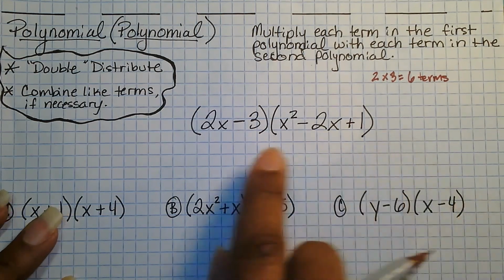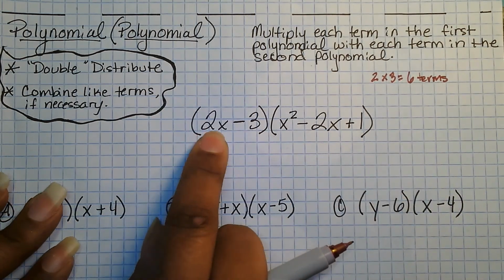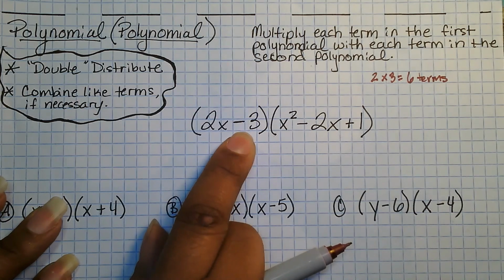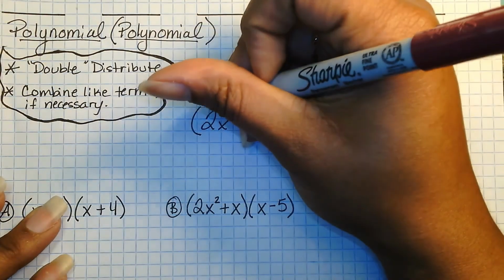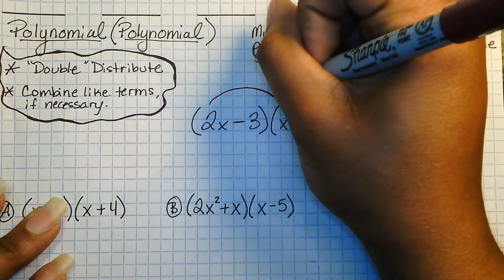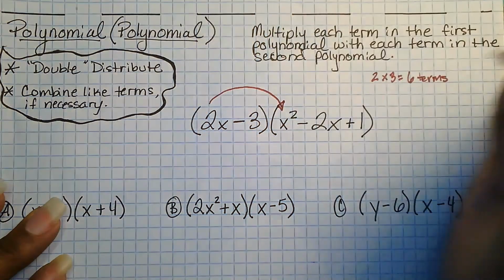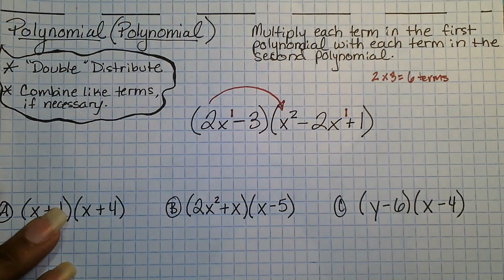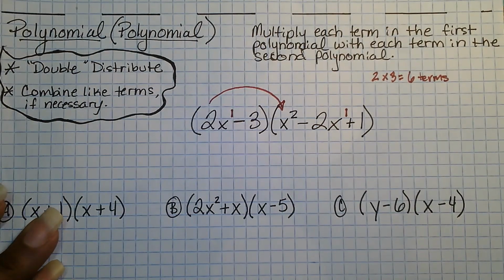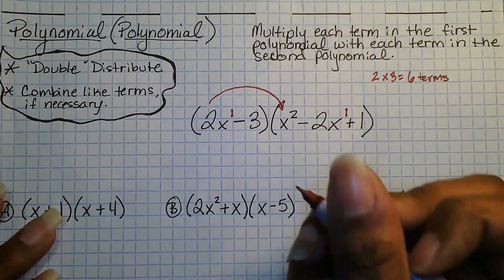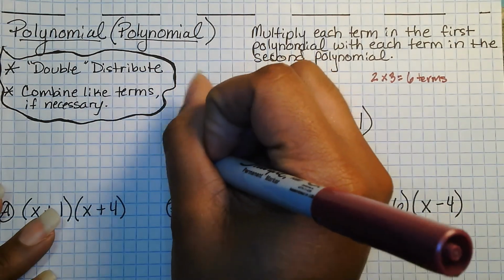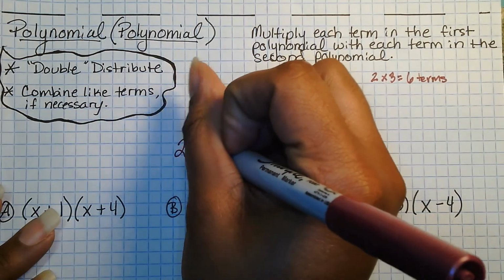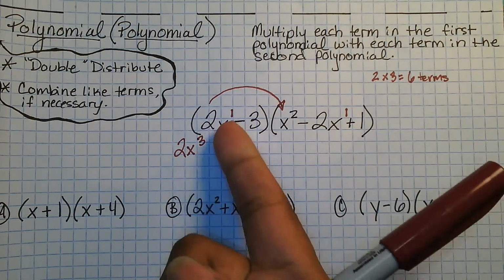So we're going to start with the 2x. For right now, pretend the negative 3 is not there. So we're going to do 2x times x squared. Remember to put a 1 where it needs to go. So 2x times x squared is 2x cubed. 1 plus 2 makes 3.